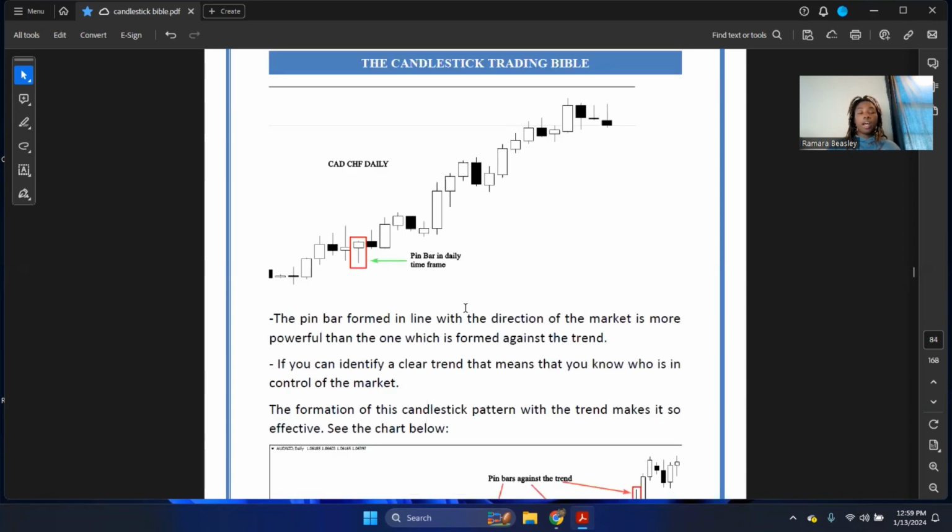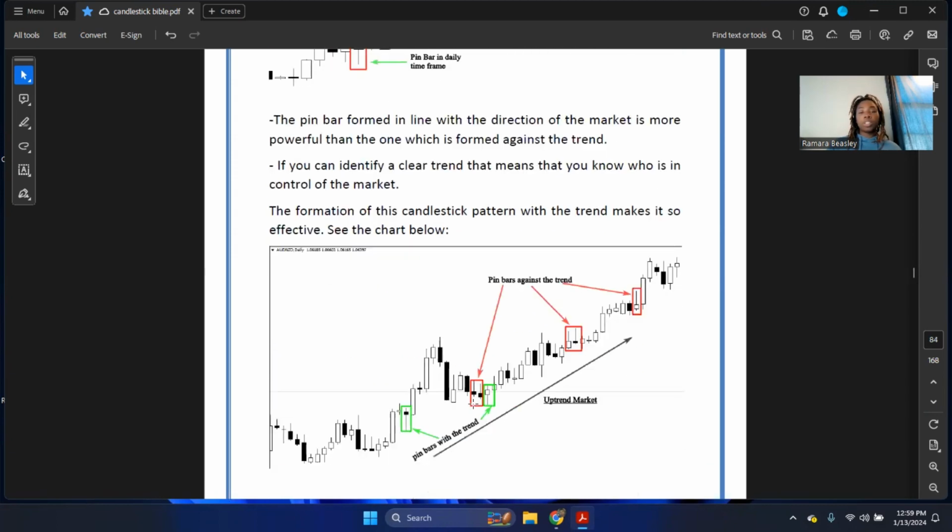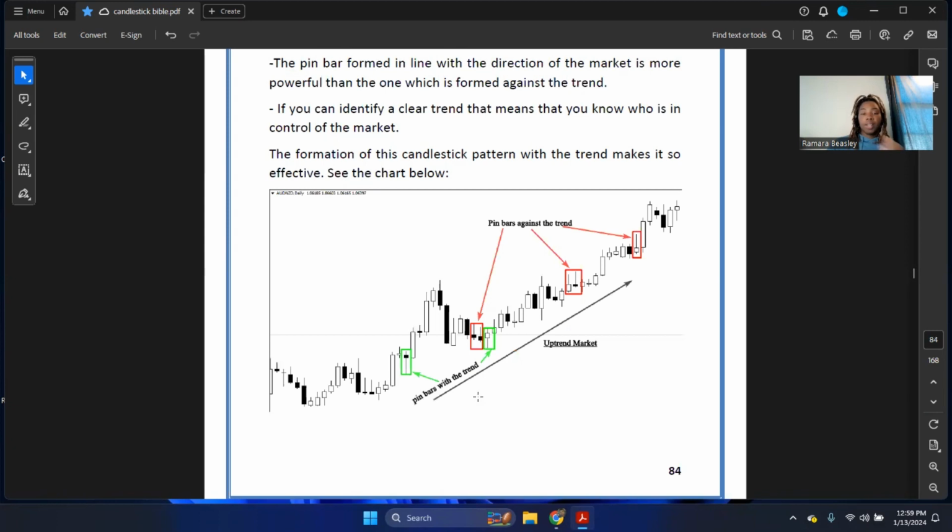All right. A pin bar formed in line with the direction of the market is more powerful than the one which is formed against a trend. If you can identify a clear trend, that means you know who is in control of the market. So, of course, in this case, it's an uptrend. The formation of this candlestick pattern with the trend makes it so effective. See the chart below.